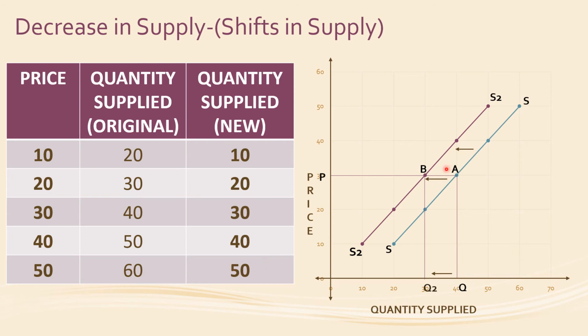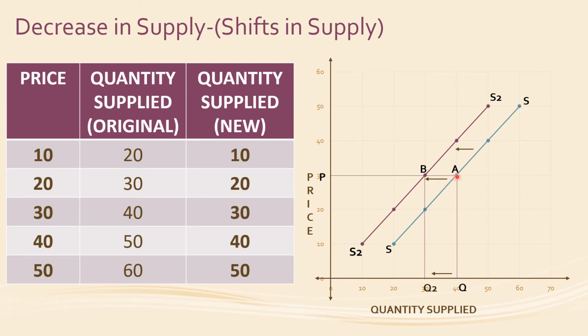Consider maybe that government has increased taxes. So if the government increases taxes, the cost of production rises. The producer sees less possibility of making profits, and so decreases the supply at various possible prices. So we see there is a shift of the supply curve from SS to S2, S2. And this shift is backwards. So this decrease in supply is also known as backward shift in supply.